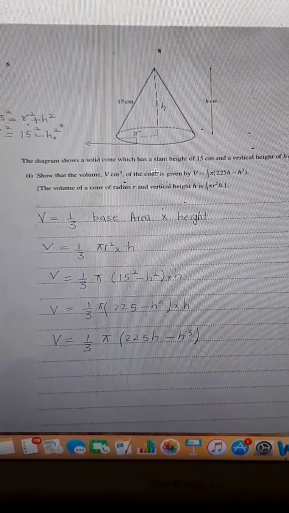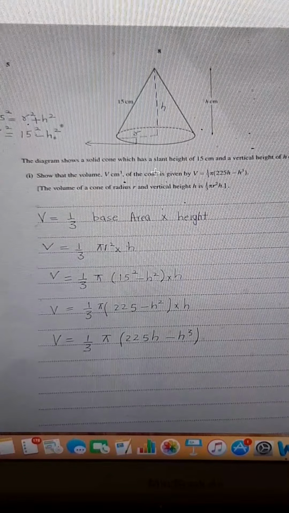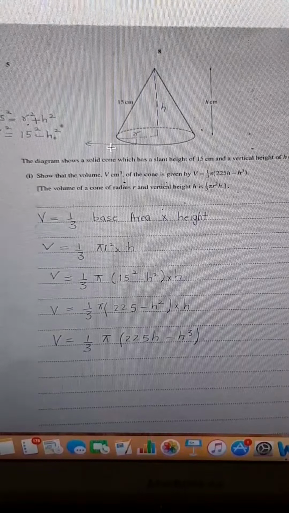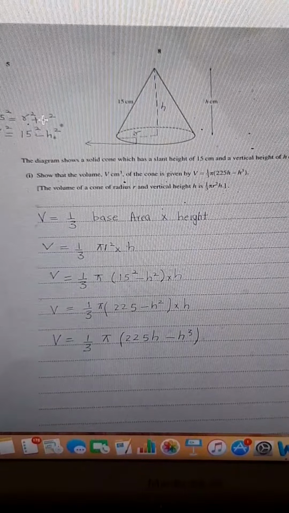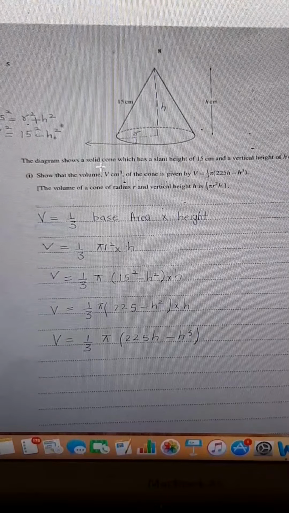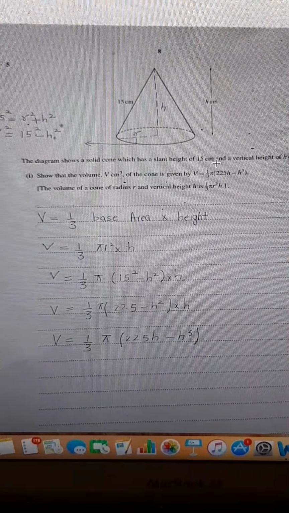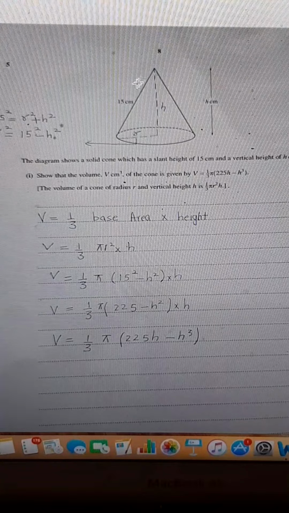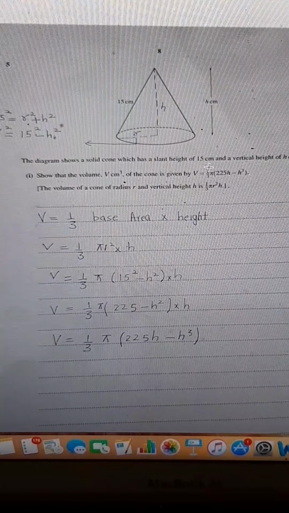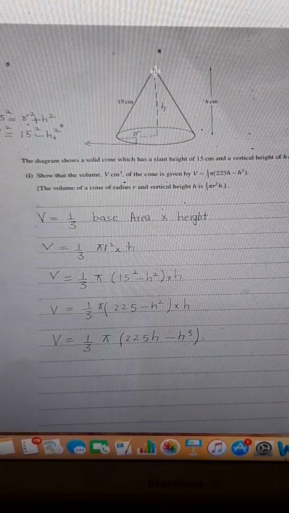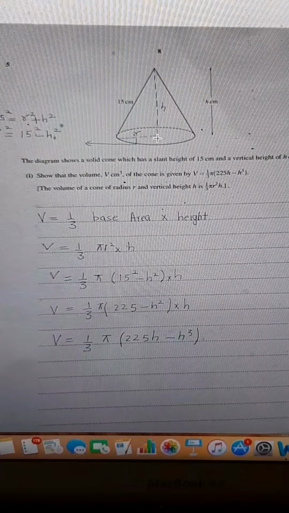A Levels P1 paper, October/November 2019. Paper is 1-2. The question number is 5. The diagram shows a solid cone which has a slant height of 15 centimeters. This is the slant height, 15, and a vertical height of 8 centimeters. Now this vertical height is 8 centimeters.